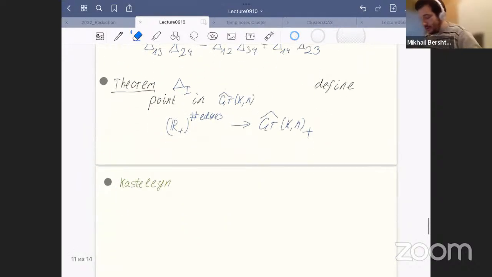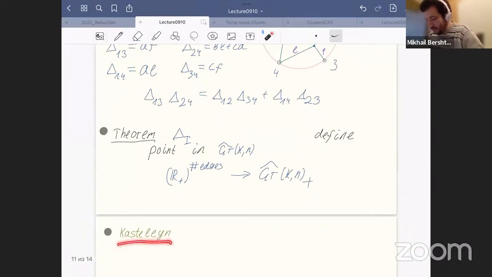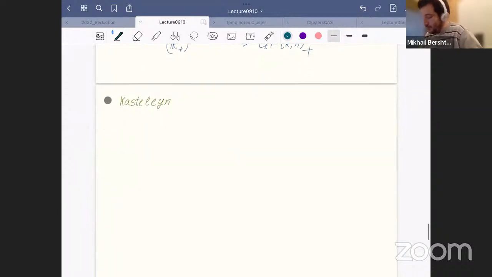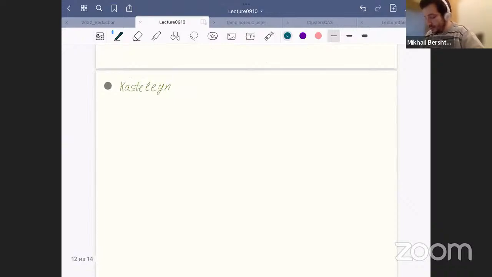Okay, and now I say a few words about the proof of this theorem, and then I will return to Poisson brackets. There may be different approaches to the proof of this theorem. I would like to highlight slightly the approach through the Kasteleyn matrices. There is the following theorem due to Kasteleyn.